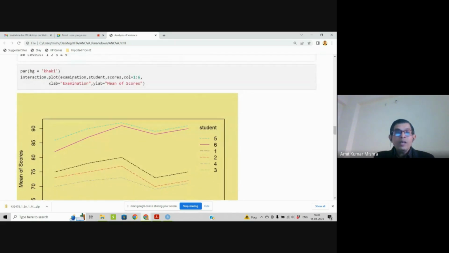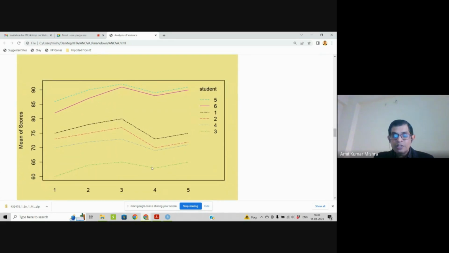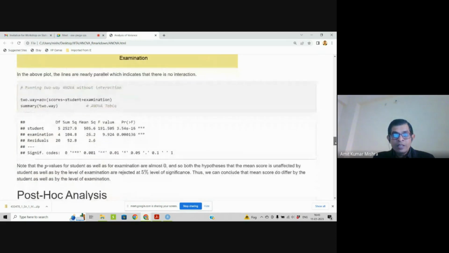Then I am going to see whether there is an interaction effect with the help of an interaction plot. The function is interaction.plot. Examination is the main factor. Then there is student. Then you are going to plot the scores, and for colors I am using 1 to 6. There are 6 colors. X label is examination, Y label is mean of scores. After running this, you are going to get this graph, which I have already explained. After this graph, we can say that there is no interaction.